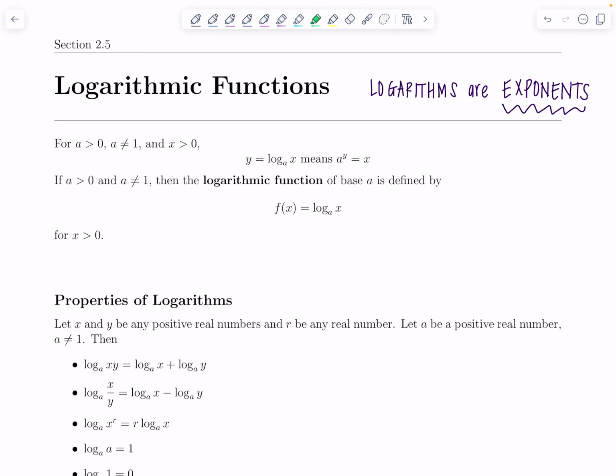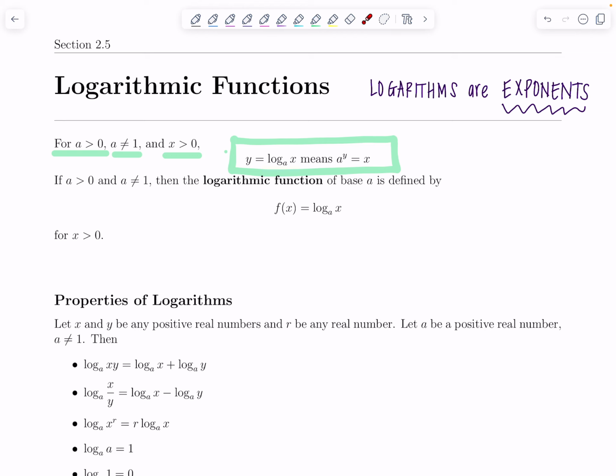So for a greater than 0 and a cannot equal 1, x also needs to be greater than 0, the following are equivalent. So we write y equals log base a of x, and that means the same thing as a raised to the y equals x. So oftentimes we'll say that this is the logarithmic form of an equation, and then this is the exponential form of the same equation. So you should be comfortable taking one form and rewriting it into the other, whichever way you may need to go.